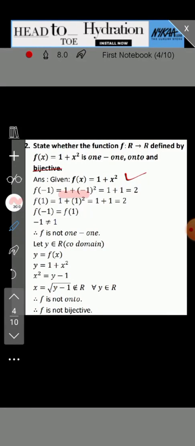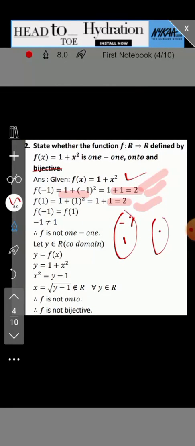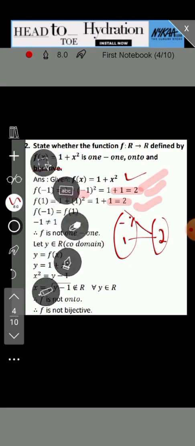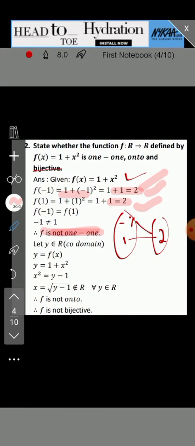That means f of minus 1 is 1 plus minus 1 square, so 1 plus 1 is equal to 2. But f of 1 is also 1 plus 1 square, 1 plus 1 is equal to 2. So for both we got the answer 2, but minus 1 is not equal to plus 1. That means for minus 1 and 1 we are having the same image, 2. It is not a distinct image. So this function is not a 1 1 function.